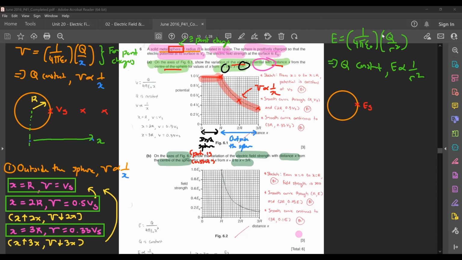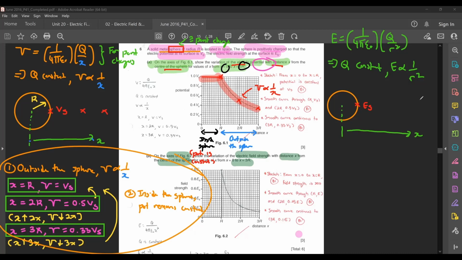So they want you to draw the variation of your electric field strength with distance x from the center of the sphere in the graph below. Same thing here, you can actually mention this. One thing I did not mention just now was that inside the sphere, potential remains constant. Okay, this is for the first part of your question.